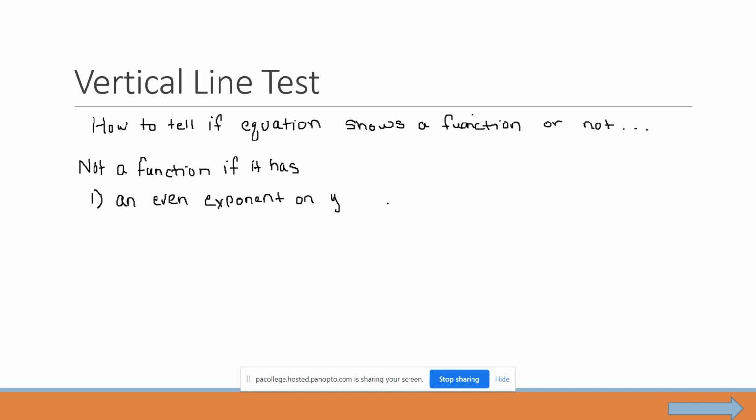So before I erased, we had as an example the equation y squared equals x, and that was not a function. Because this is an even number and it's on y, it's not a function. Now, amazingly, odd exponents on y can work out just fine, and even exponents on x work out just fine. So it's only if you have that even exponent on y. So the second thing is if you would have an absolute value on y.